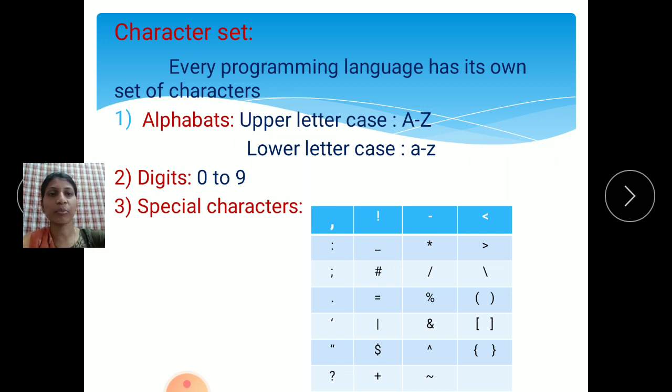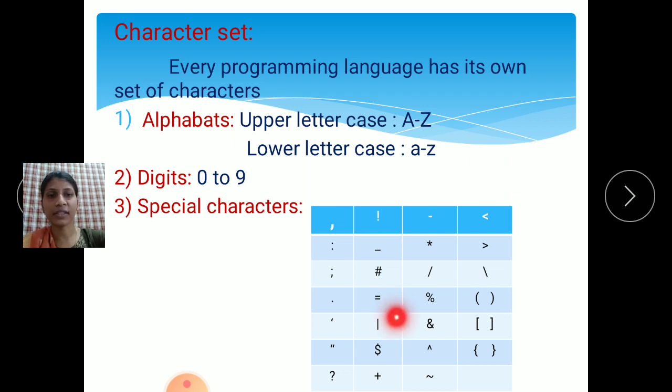Then the hash symbol. This is a preprocessor directive. If you want to declare the header files at the top of the program, we will use this hash symbol. Then the equal sign. If you want to write any mathematical formula, we will use the equal sign.